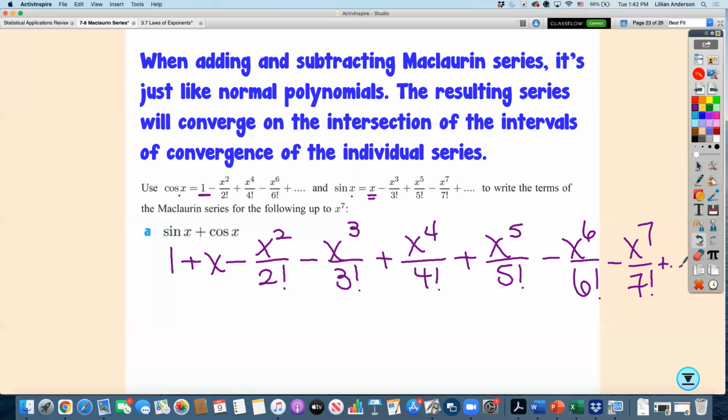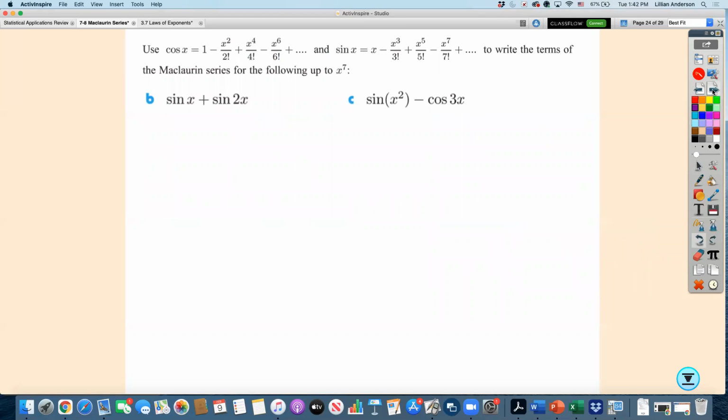Now, yes, this is a simpler one, of course, but I didn't want to throw you into the deep end. But that's what you're doing. You're just adding your like terms. Okay? Here's another one.